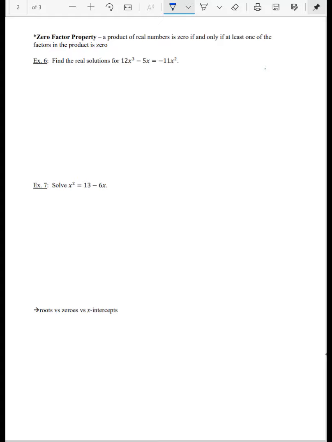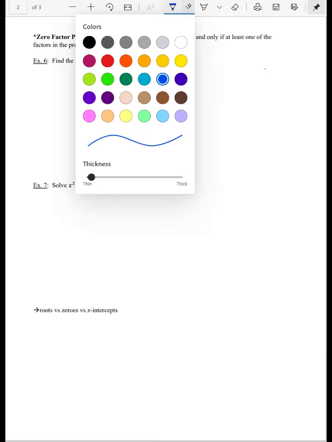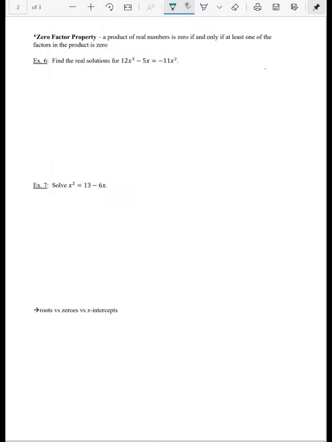So you have a couple variations of equations. Example 6 gives you what looks like a cubic. So if we set it equal to 0, we can then go ahead and fully factor it and then get our solutions from our factors. All right, so if we just do some quick manipulation and set it equal to 0, we would have 12x to the third plus 11x squared minus 5x, putting it in standard form, equals 0.